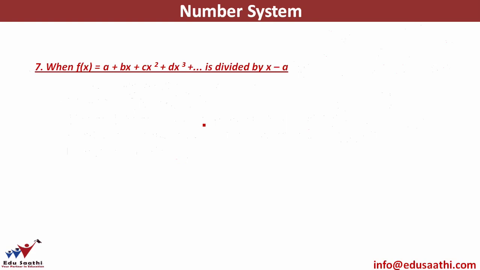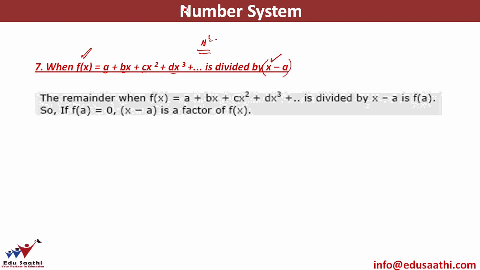Let's look at another type of thing that we have in remainders. When the function is a plus bx plus cx square plus d, that means it's a polynomial in the numerator. And what are you dividing with? You are dividing with x minus a. Whenever you have questions of this type, when you are dividing with x minus a, in the question you put x is equal to a. So you find out the value of f(a).